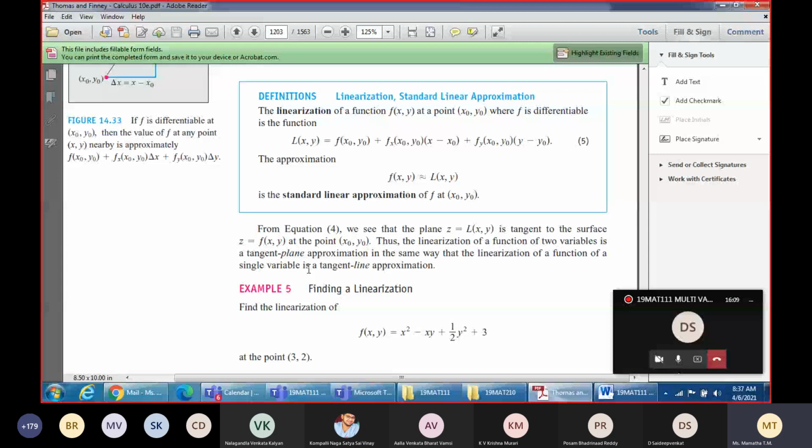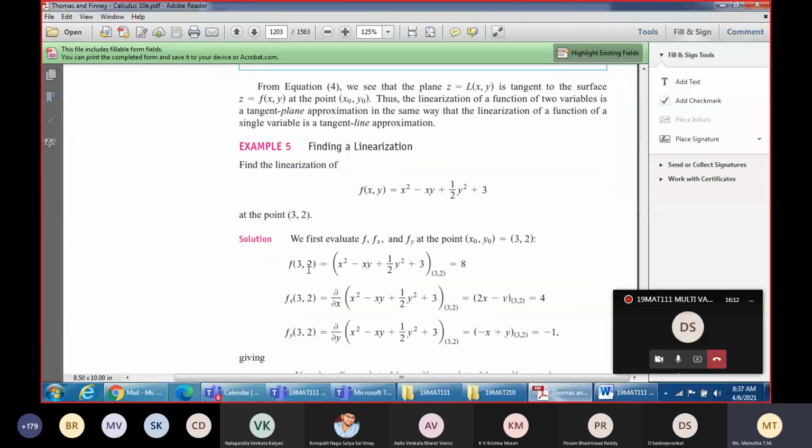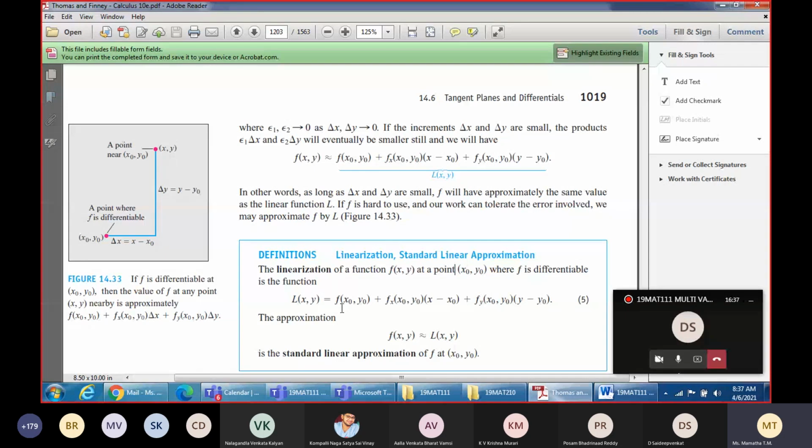Okay, so we'll take up this problem. You have been given f of x comma y as x square minus xy plus 1 by 2 y square plus 3, and the point x naught, y naught is given to be 3 comma 2. Now we have to find a linearization for the given function. From the formula, we need the function value at the point, we need to find dou f by dou x, the partial derivative of f with respect to x, and its value at the given point, and the dou f by dou y derivative and its value at the given point x naught, y naught.